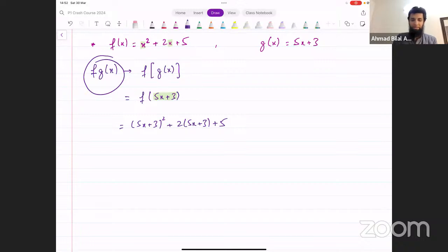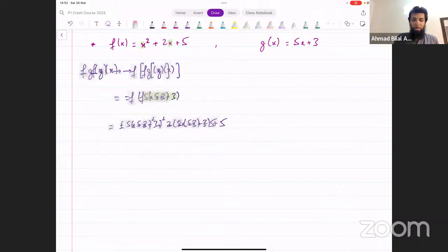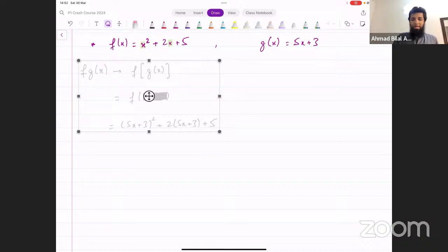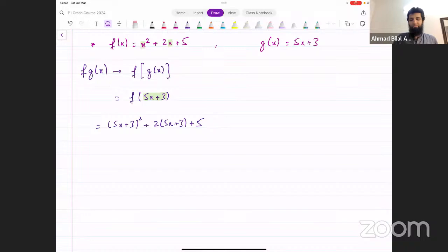Make sense? This is fg of x, where we are inputting function g inside f. This is what it turns out to be. You could simplify this if you wanted to, or you could just leave it like this. It depends on what they're asking about. But that's the function fg of x. You could simplify it if you want, right?